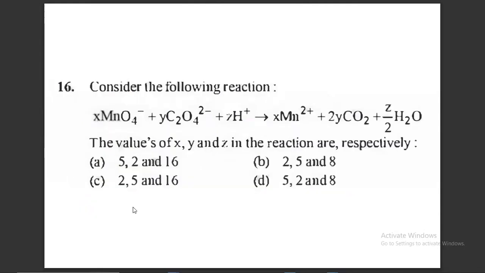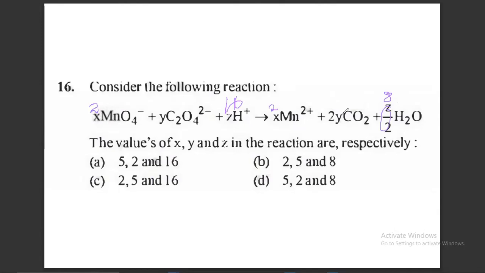Consider the following reactions. You are required to find the value of X, Y, and Z in the reaction respectively. So you need to balance the equation. When you balance the equation, X becomes 2. And here to maintain the number of coefficients, then carbon, you need to balance later on. Hydrogen, let us balance first. If I write here 16 by 2, it becomes 8. And on the other side, this Z should also equal 8. 8 to the 16, that means this becomes 16.